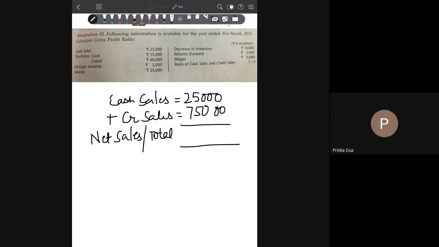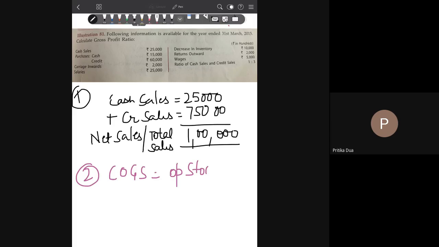This is the denominator you need. Next you need the numerator, which will be your cost of goods sold. For that you need the opening stock plus purchases plus direct expenses minus closing stock.